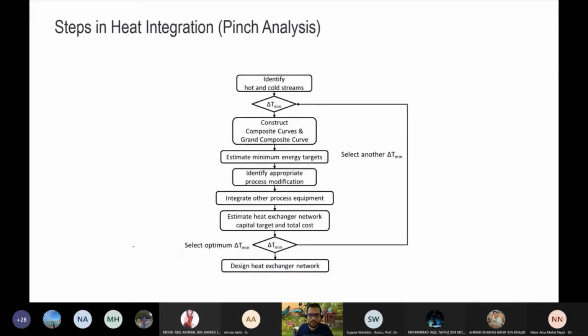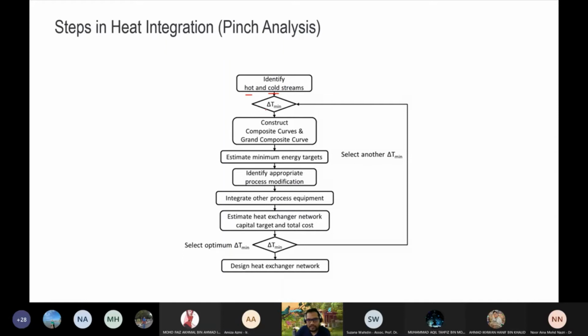The first step, as we've discussed briefly, is to identify the hot and cold streams, which we have done. Hot stream means if the stream needs to be cooled down, that means it's a hot stream. And if the stream needs to be heated up, that means it's a cold stream. So we take down the flow, the heat capacity, and the inlet and outlet temperature, or supply and demand temperature, or supply and required temperature, whatever you want to call it.